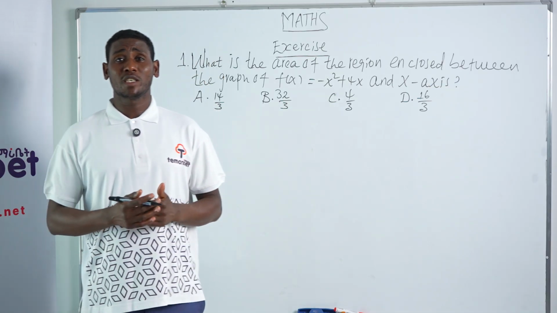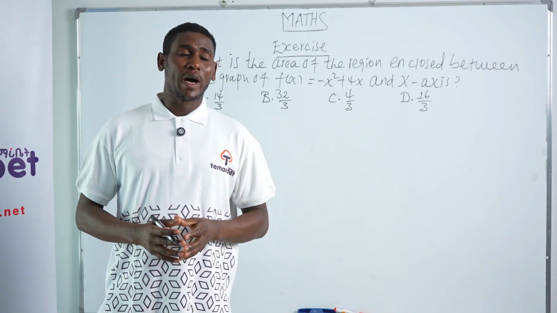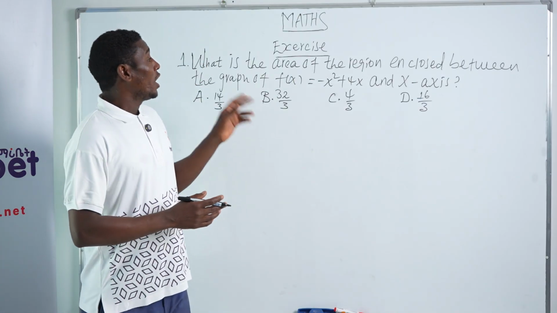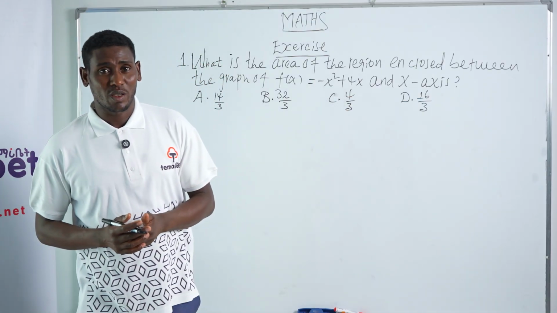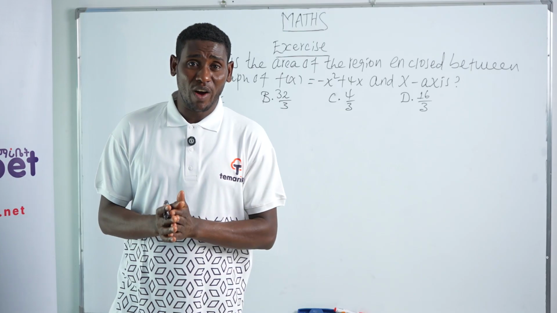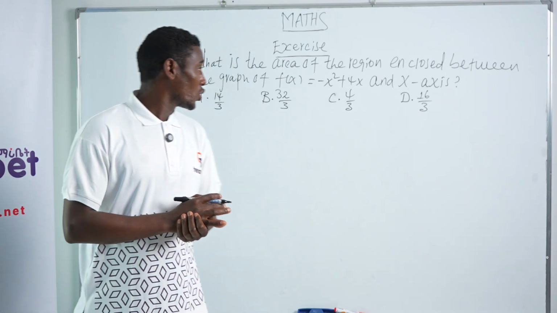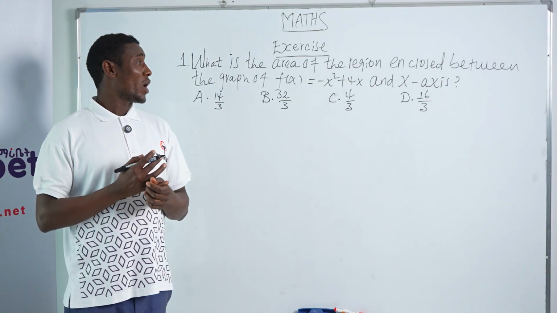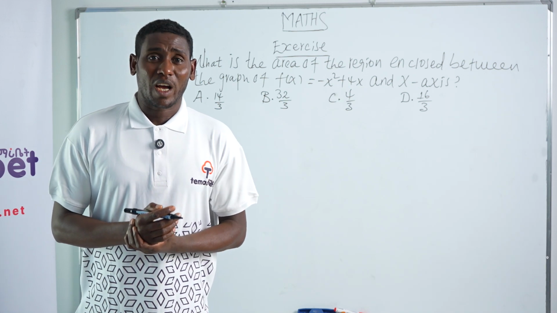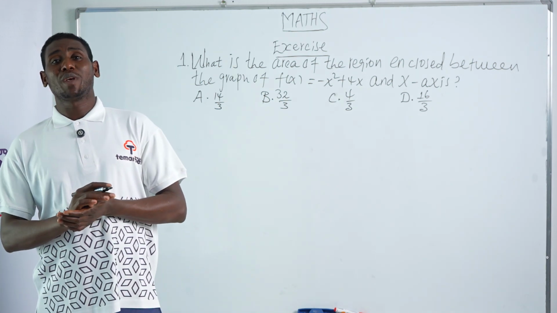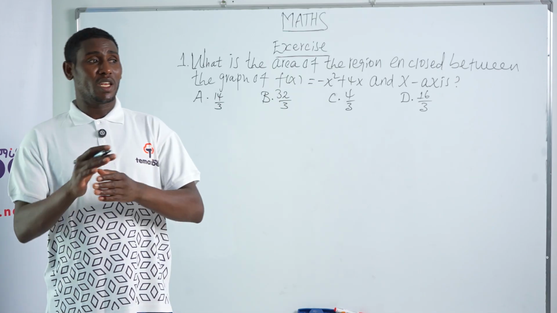So here we are asked to determine the area of the region that is generated or enclosed by two different functions, f of x equals minus x squared plus 4x and the x-axis. By itself, the x-axis is one function, that is y equals 0 or f of x equals 0, and it is one real life application of calculus regarding what? Integral calculus, because integral calculus can be classified into two, as definite and indefinite integrals.